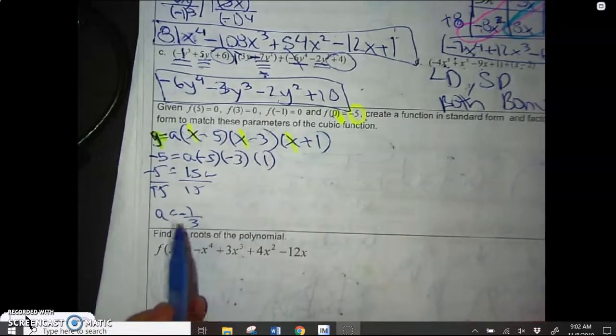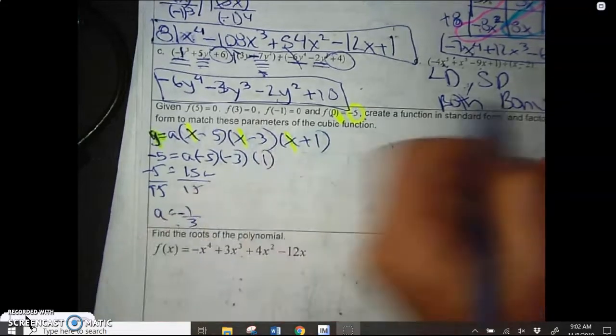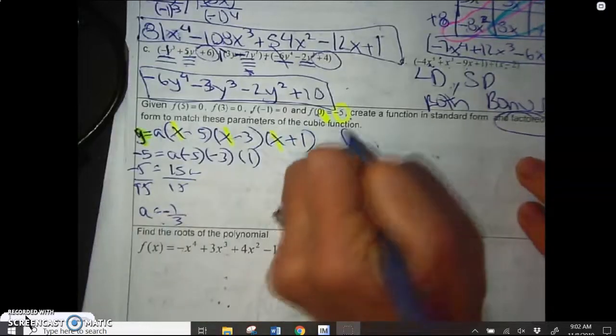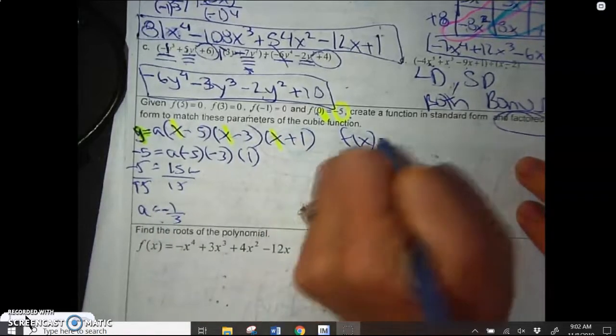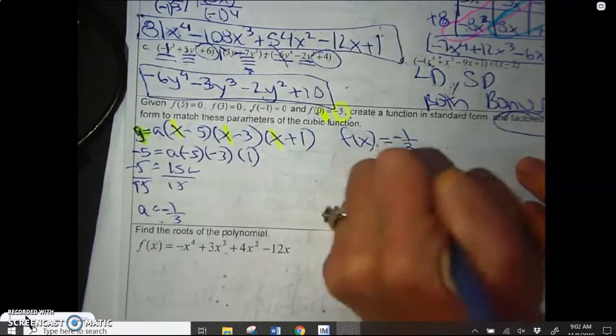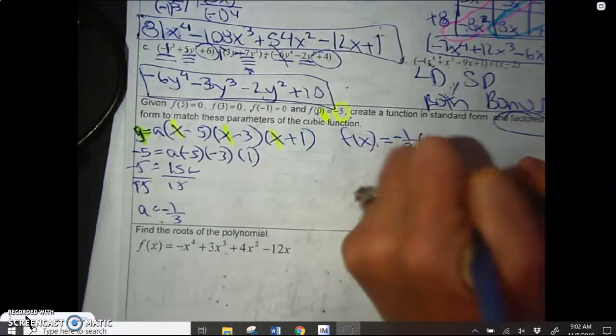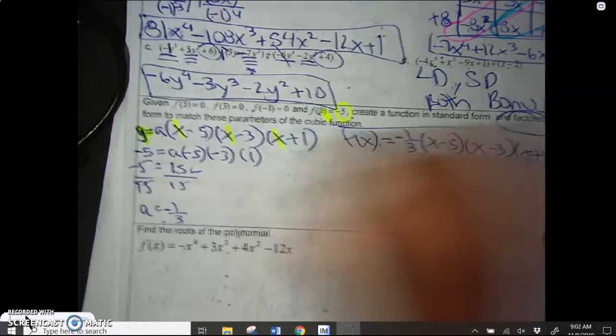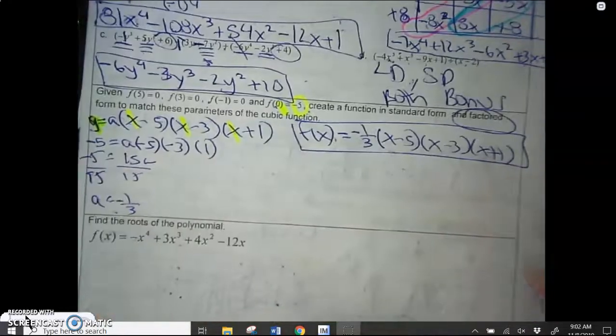So now that I have a, I can write the function in factored form first. Since it is an f, I have to respect the f. f of x equals negative 1/3, parentheses, x minus 5, x minus 3, x plus 1. That is my answer in factored form.